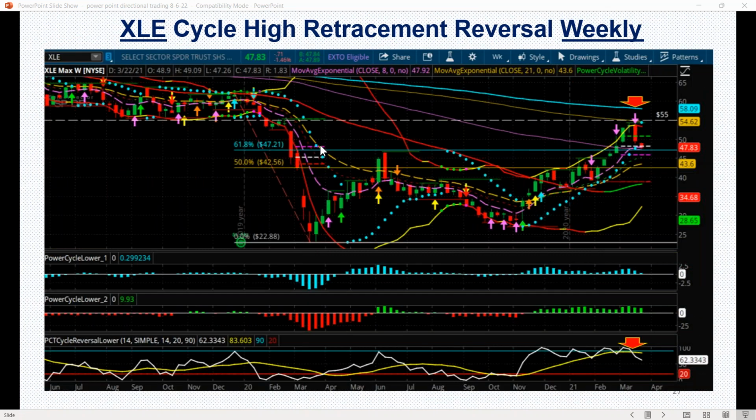Here's another one, it's XLE. Here's a cycle high retracement reversal into a weekly long-term, big, huge moving average right there, and there's not enough momentum to push it higher. And here's a reversal down, you can see the arrow.